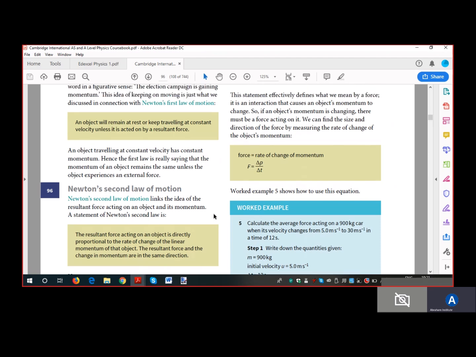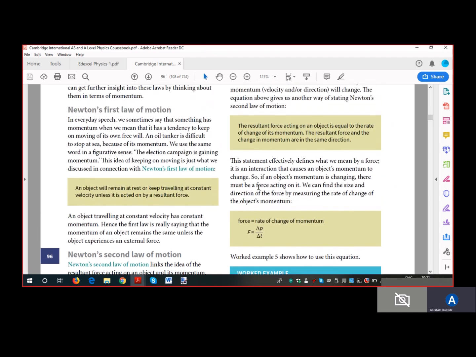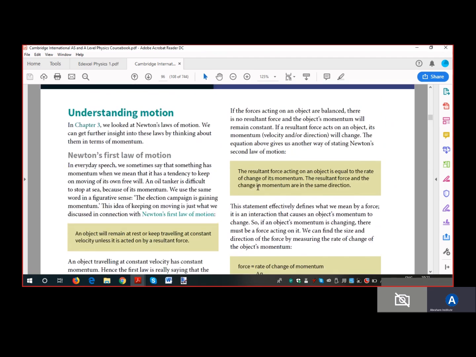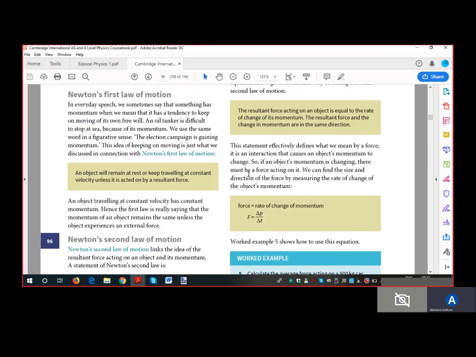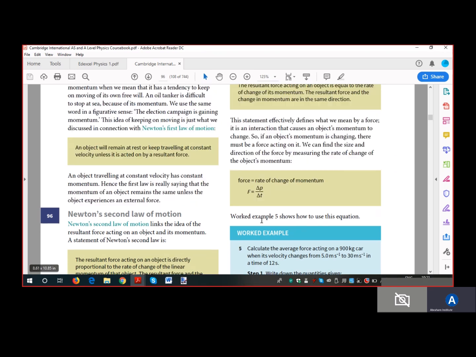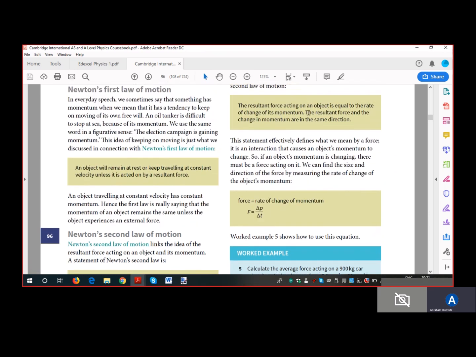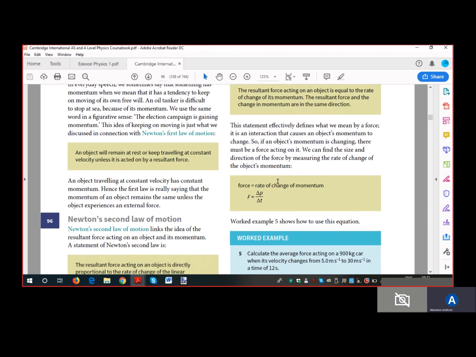All right, so this is Newton's second law stated in another way. You can see now instead of saying proportional, here we say equal. The resultant force acting on an object is equal to the rate of change of its momentum. Earlier we said proportional. The resultant force and the change in momentum are in the same direction.